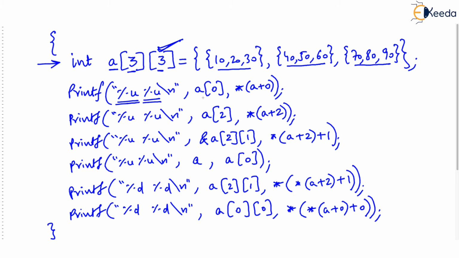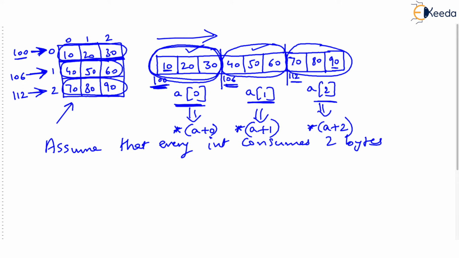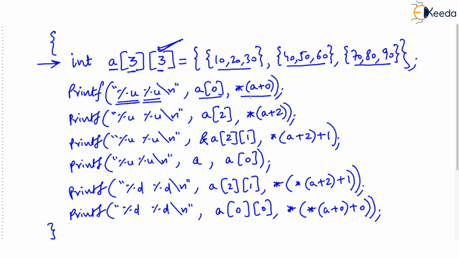Now, which two values are we printing? A[0] and *(A+0). Tell me what is A[0] then? Referring to our diagram, A[0] is clearly 100. Isn't it? And what is *(A+0)? Oh, this is the same as this notation. So the output produced due to this will be 100, again 100. This is nothing but the base address of the 0th row.